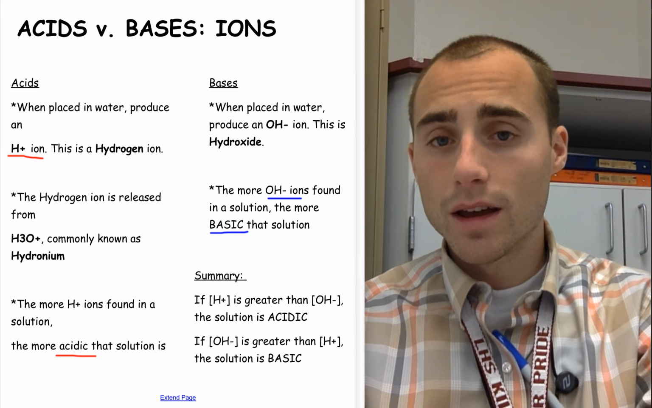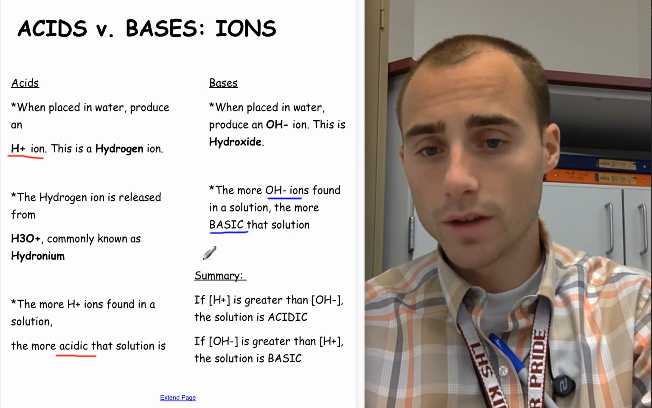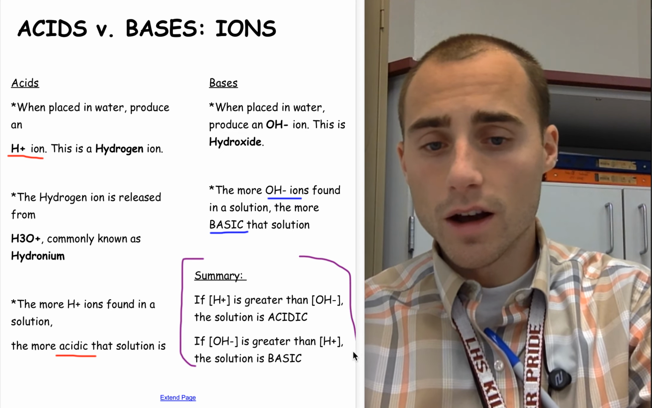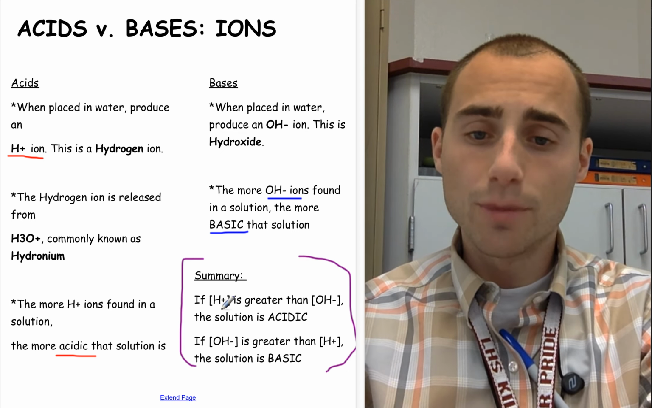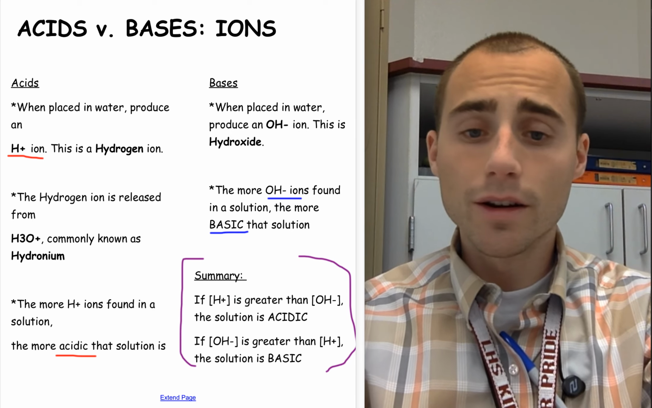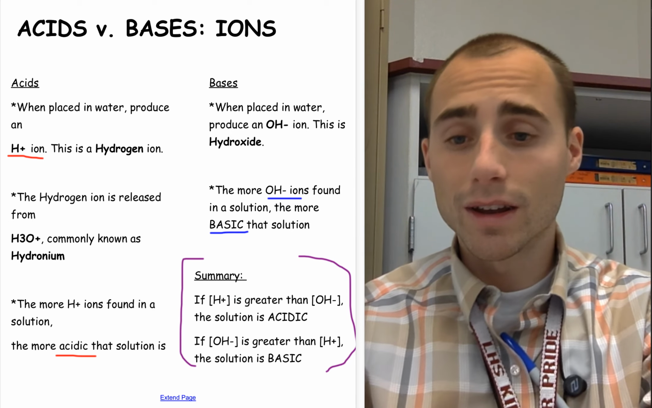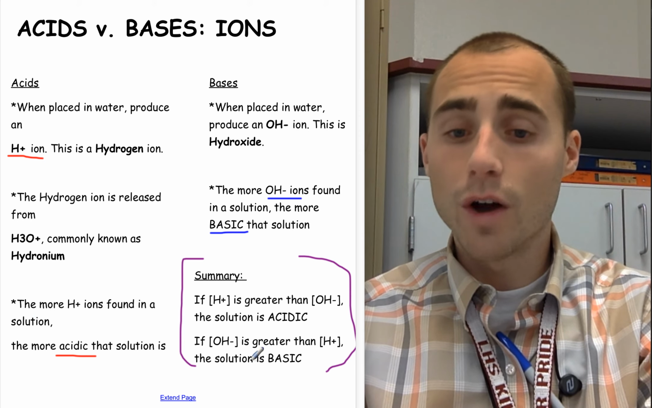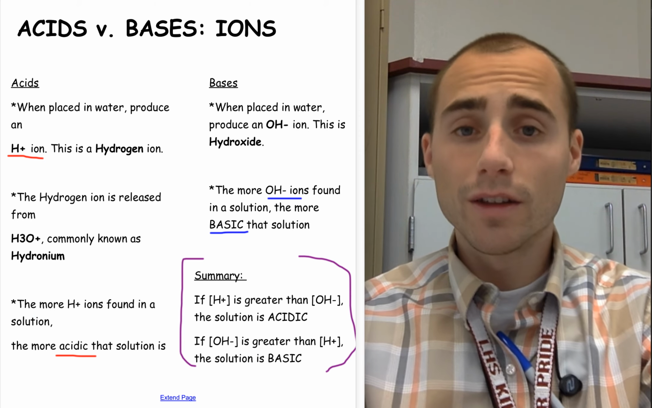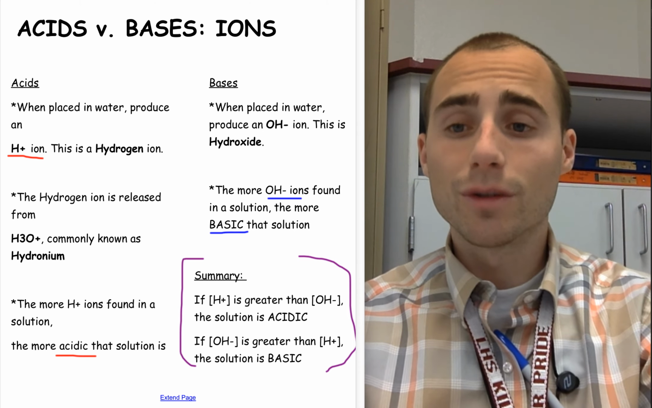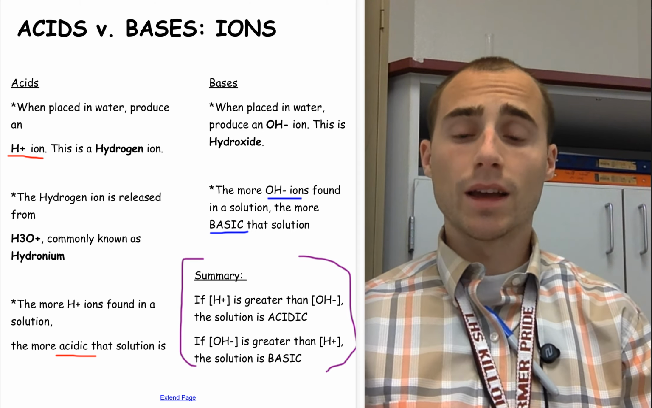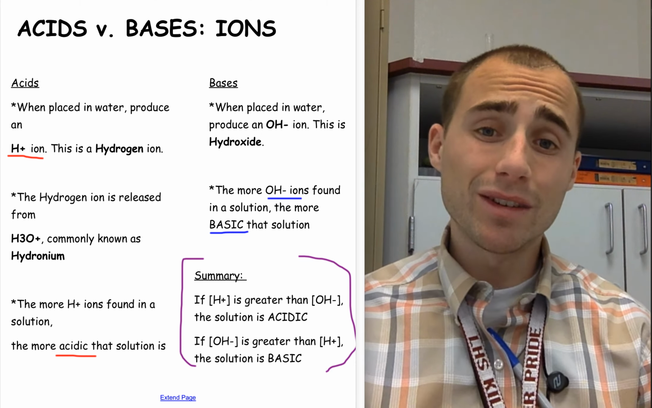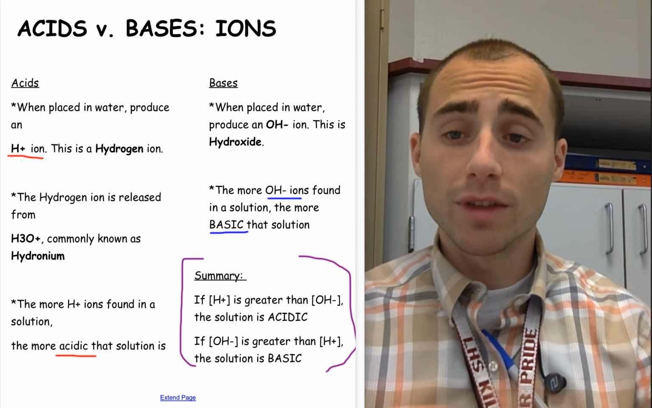So the summary down here, good summary right there. If the concentration of H plus is greater than OH minus, then the solution is acidic. That's what I said over here. The more H plus there is, the more acidic it is. If the concentration of OH minus is greater than the concentration of H plus, then the solution is going to be more basic.